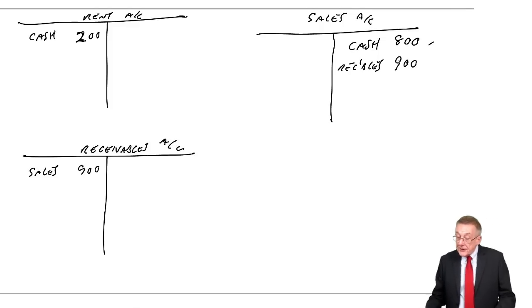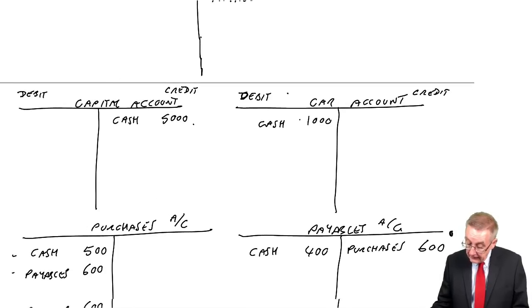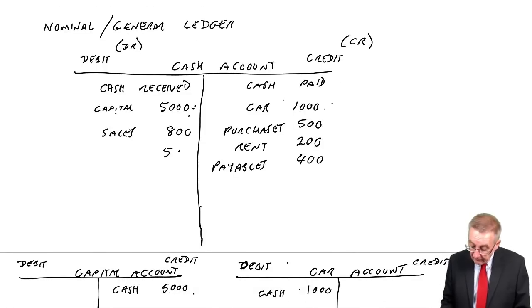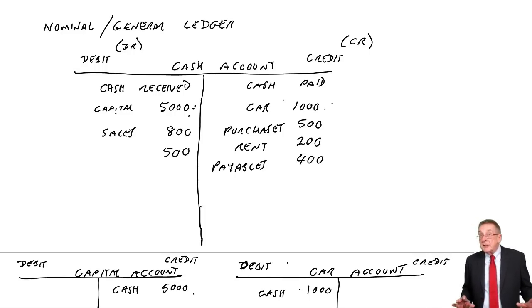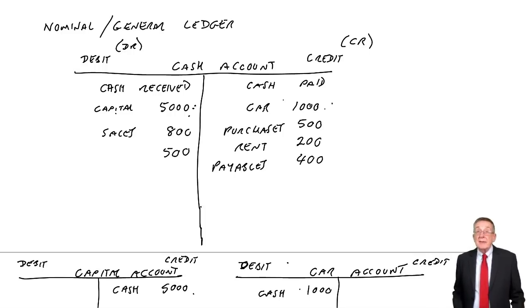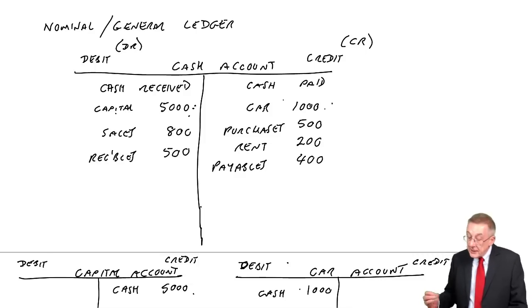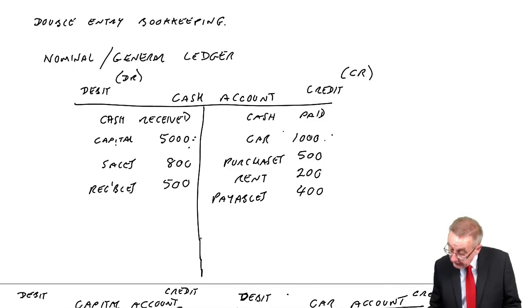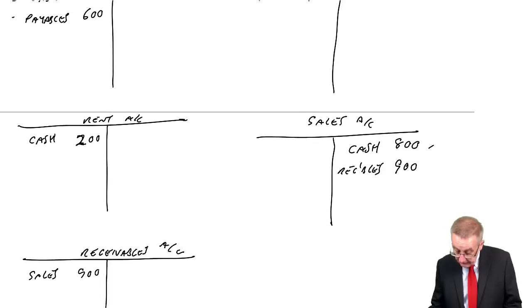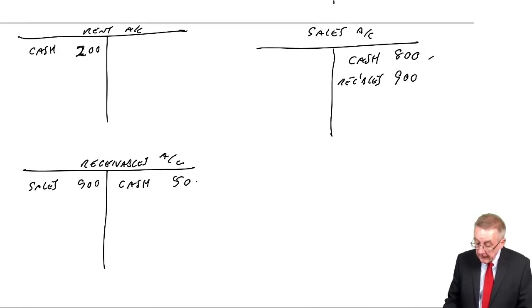And so, when we receive the 500, debit cash, 500, we've received it. We've not sold any more goods, remember. This is just 500 of the amount she already owes us. We credit receivables. Debit cash, credit receivables. If I can find receivables. Here we are. Debit cash, credit receivables with 500.